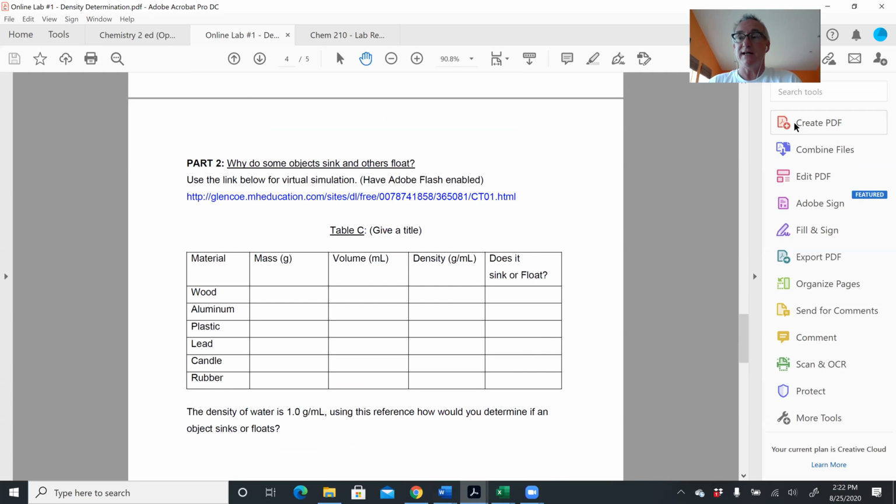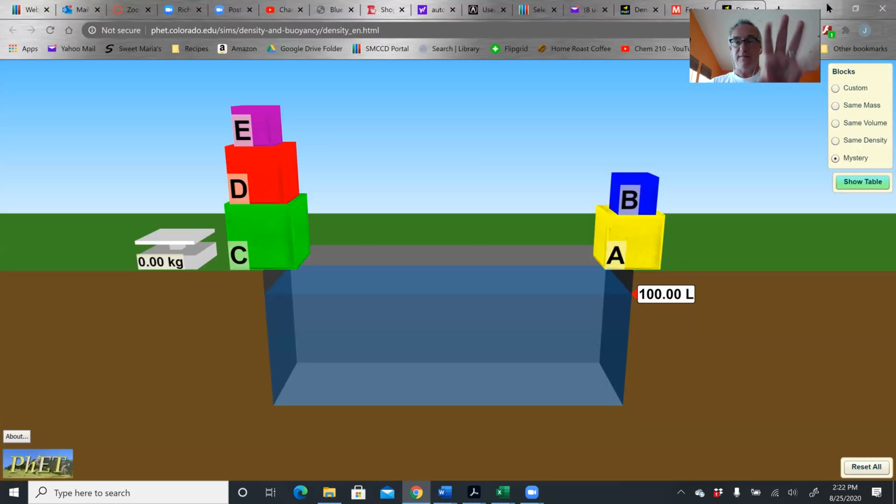I just want to see if there's any questions about this particular simulation before we go to the second one. Does anyone have any questions on what you're going to be doing here? How can you combine all of the materials into one table for table A? Well, you can either make 5 tables, or you can put them all in one. It's up to you.